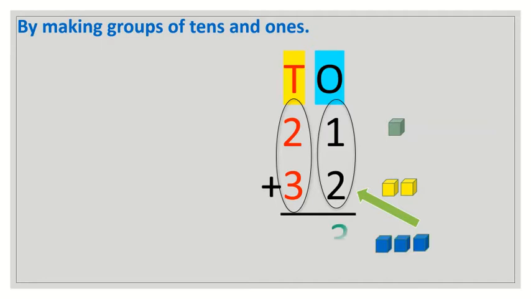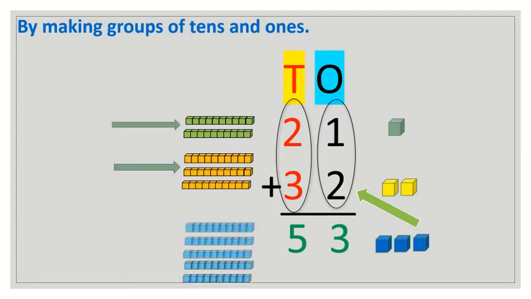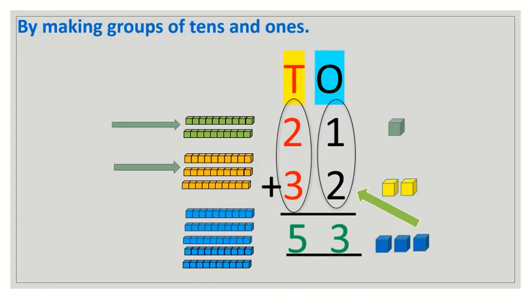By adding ones, I get 3 because 1 plus 2 equals 3. And by adding tens, I get 5 because 2 tens plus 3 tens equals 5 tens. And 21 plus 32 equals 53.